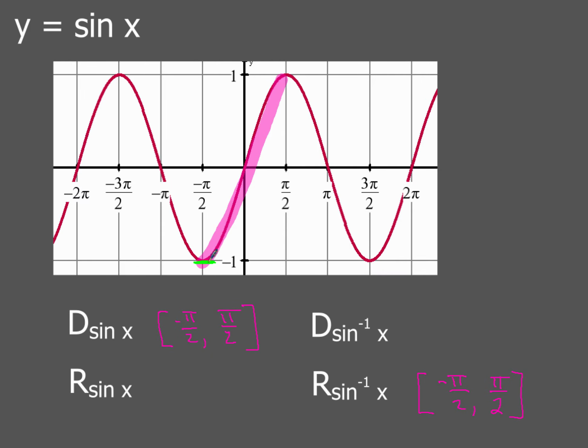You start down here at -1 and then you end up at +1. So your range is going to go from -1 to +1 for sine of x. So again, we restricted that, and that is also going to be the same thing as the domain for inverse sine of x.